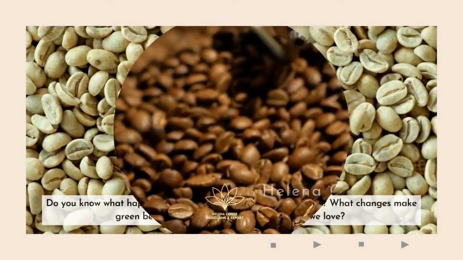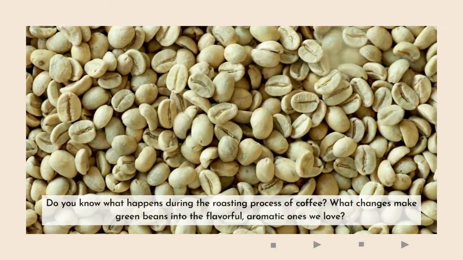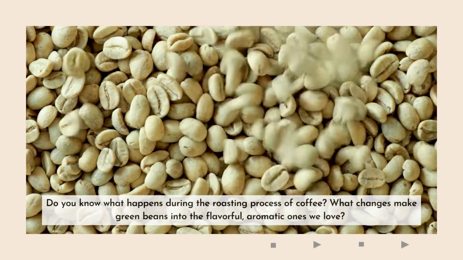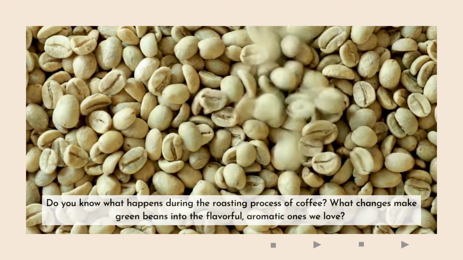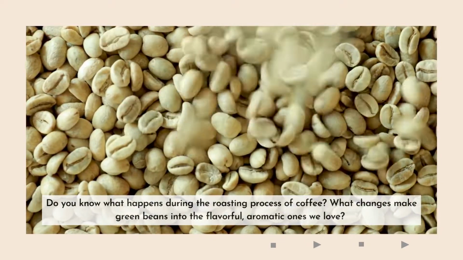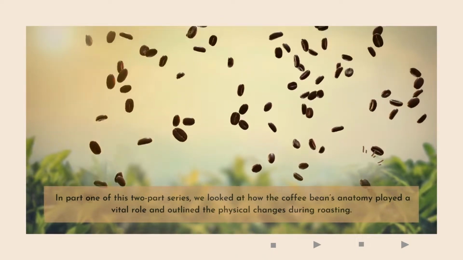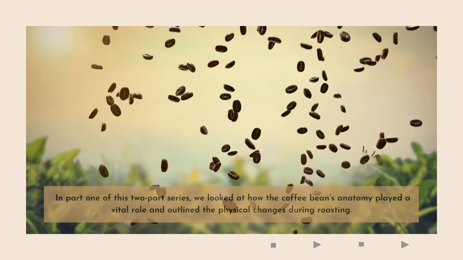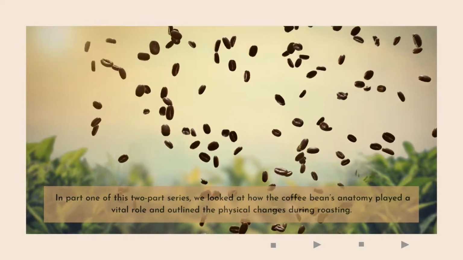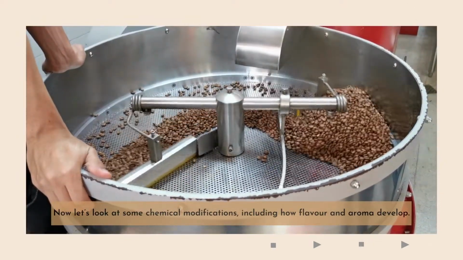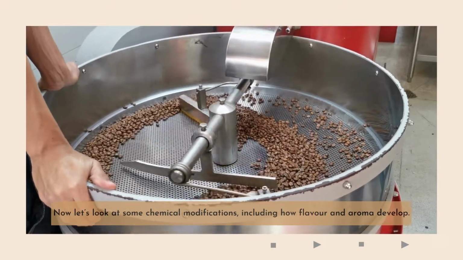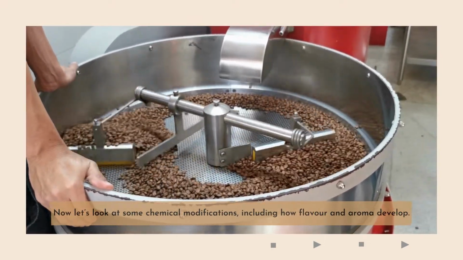Do you know what happens during the roasting process of coffee? What changes make green beans into the flavorful, aromatic ones we love? In part 1 of this two-part series, we looked at how the coffee bean's anatomy played a vital role and outlined the physical changes during roasting. Now let's look at some chemical modifications, including how flavor and aroma develop.